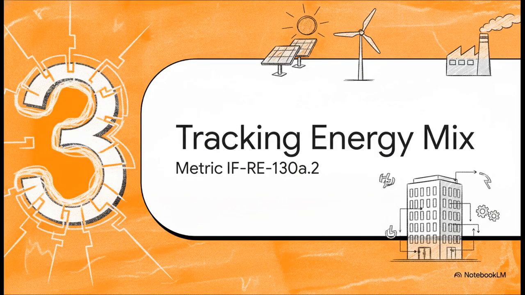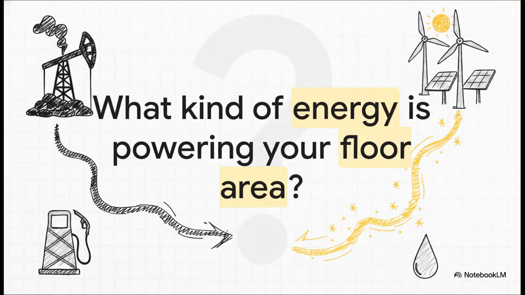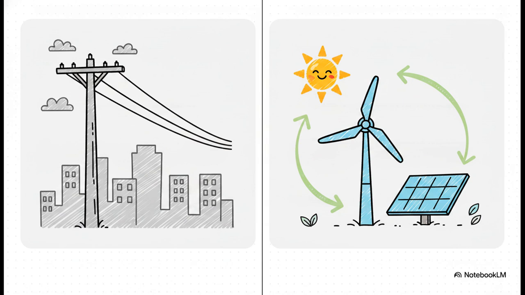Moving right along to Section 3, tracking your energy mix under metric IF-RE-130a.2. Now that we know our data coverage, let's figure out exactly what kind of energy is powering that floor area. Because tracking your total energy in gigajoules is just the start, you have to explicitly break down where that energy is actually coming from. Investors are looking closely at your exposure to fossil fuels versus clean energy. We basically need to separate your consumption into two buckets, grid electricity and renewable energy. Grid electricity is exactly what it sounds like, power you purchase directly from the local utility grid.